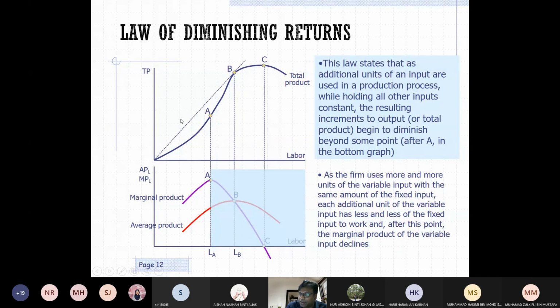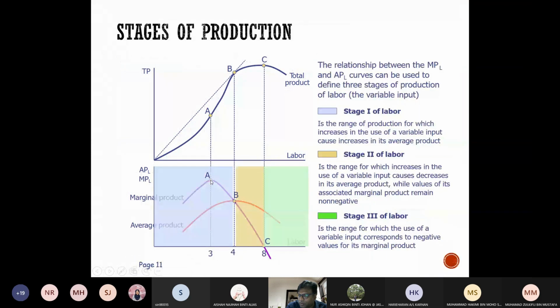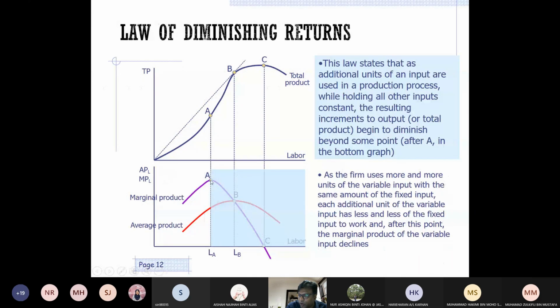Can you see that in the graph? It will be diminishing after A in the bottom graph. After this point A, you can see that the marginal product will be diminishing. This section, the one highlighted in blue, we consider as the diminishing point.